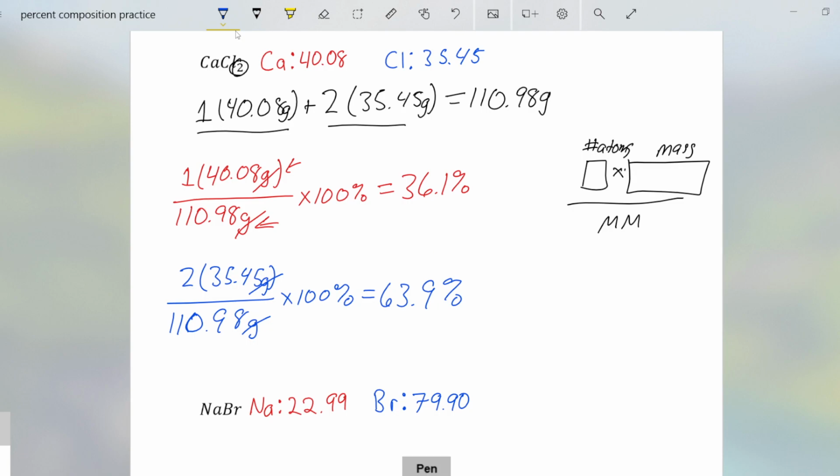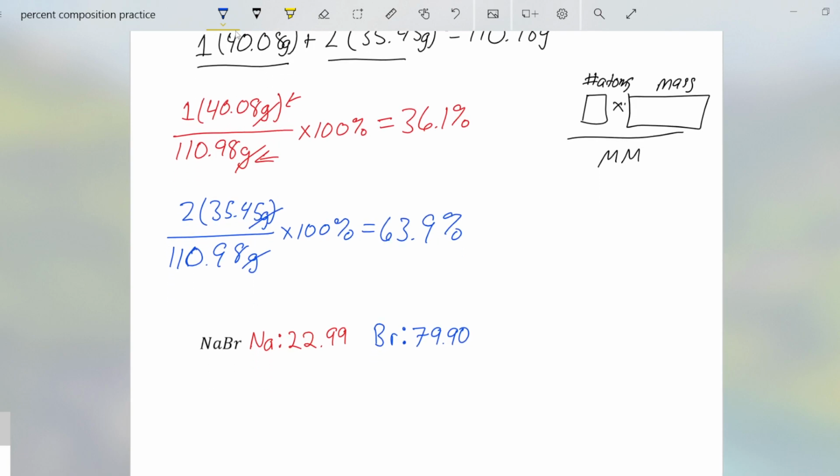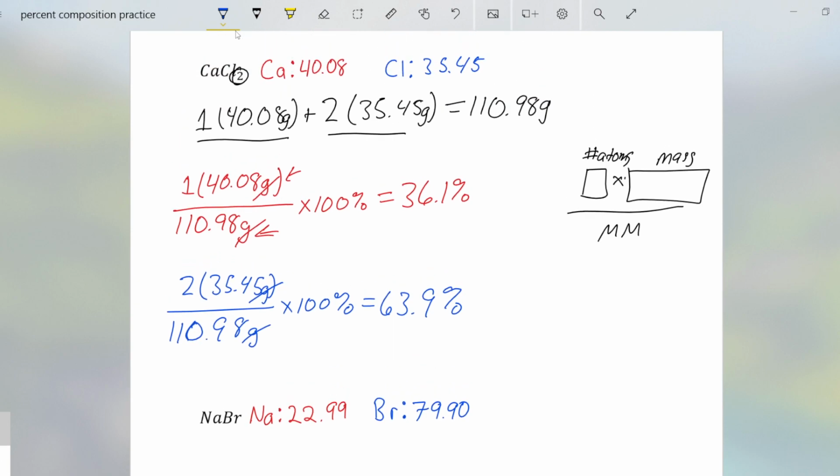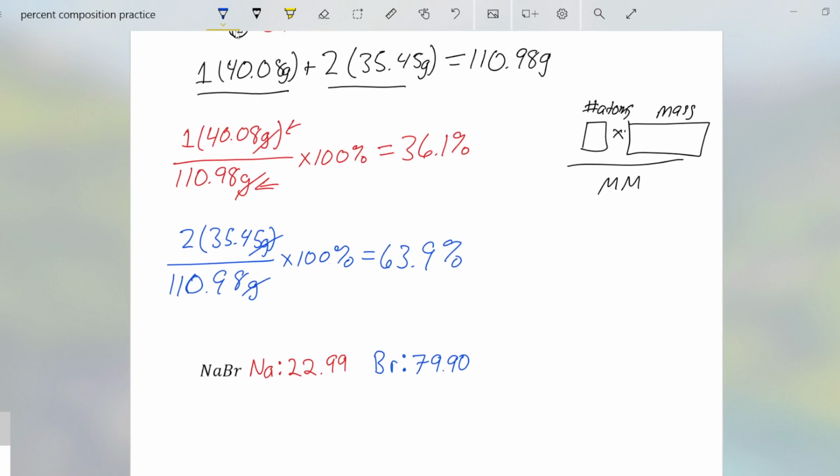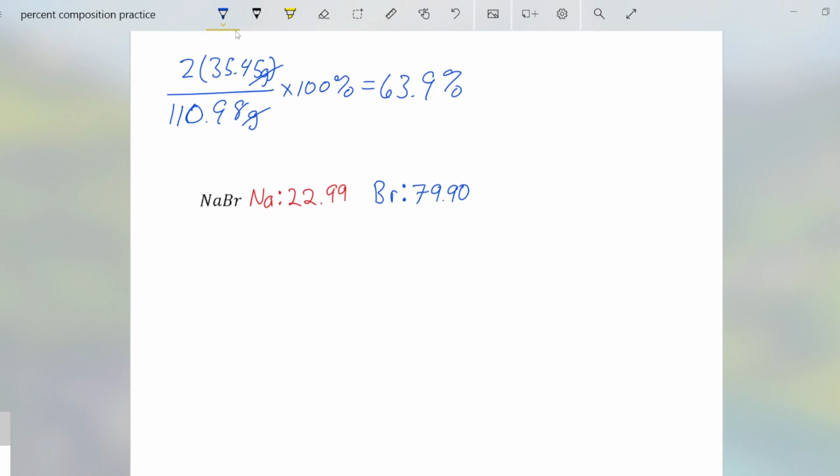And 100%, that's what we'd expect, because if we take the total mass of all of the chlorines and we add that to the total mass of the calcium, we'll also get the 100%. We'll get all of the mass of that molecule.